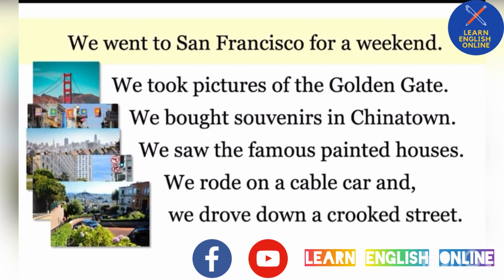This all happened in the past. You know, to form the past, we add -ed to the verb. But look here, none of these verbs end in -ed. They are irregular: went, took, bought, saw, rode, and drove. These are all irregular verbs in the past, and this is what this lesson is going to be about.